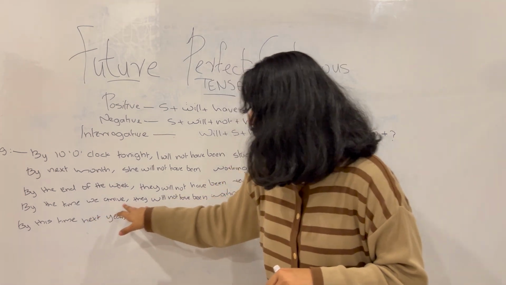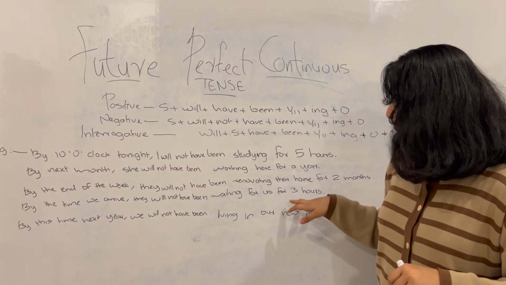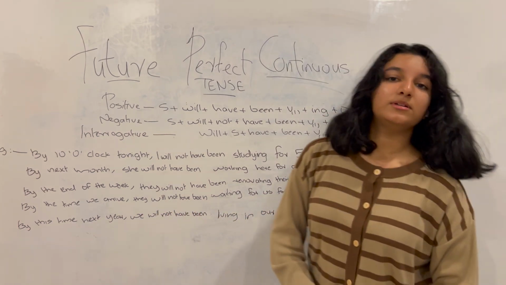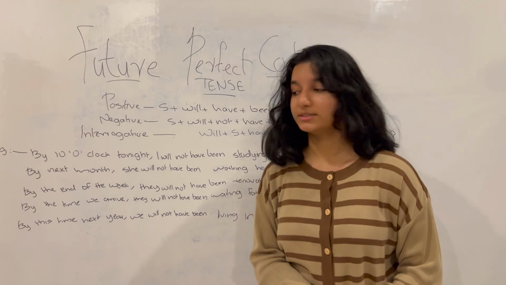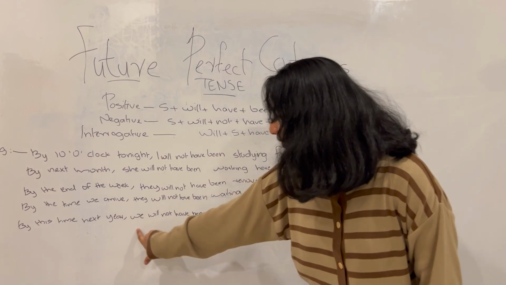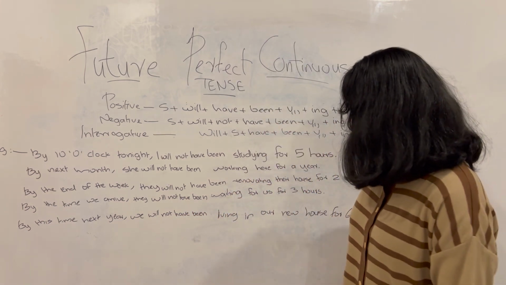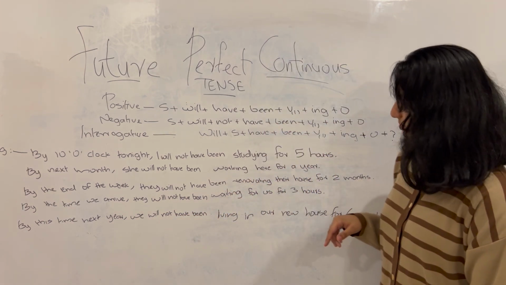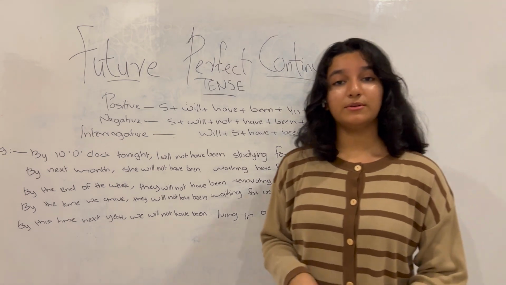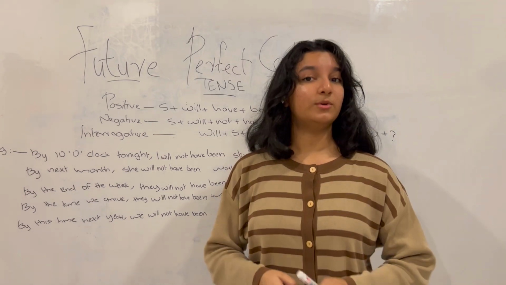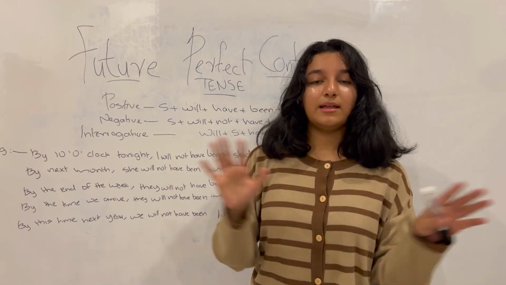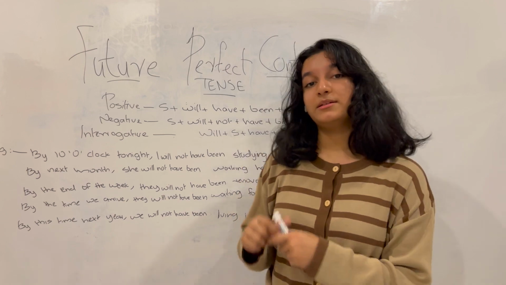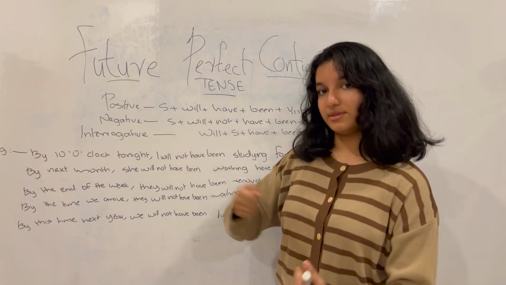By the time we arrive, they will not have been waiting for us for 3 hours. They might not even have known we're going to arrive at the house. By this time next year, we will not have been living in our new house for 6 months. Who knows what happened for that not to happen, but it will not happen. That is what all of these sentences are saying. It is not going to happen because we changed the positive sentence into a negative sentence.